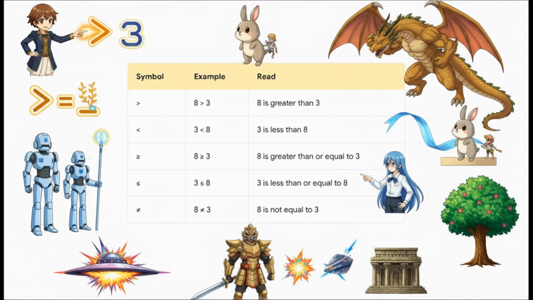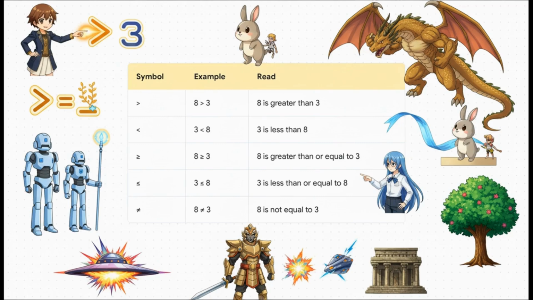Let's just walk through it real quick. First up, you've got the greater than symbol. That means is greater than. So 8 > 3 is just a fast way to say 8 is greater than 3. Easy enough. Its opposite, less than, means is less than. So 3 < 8 means, you guessed it, 3 is less than 8.